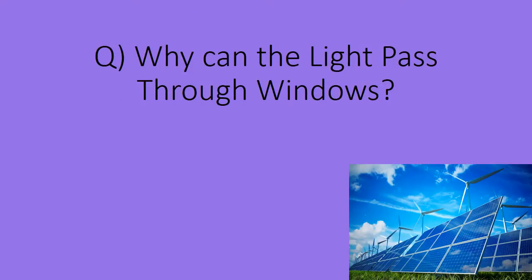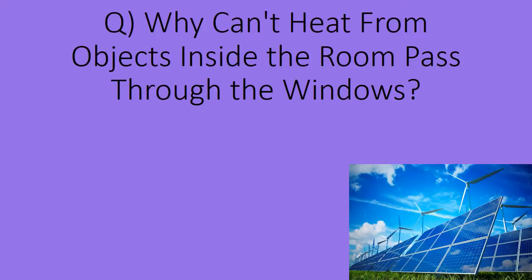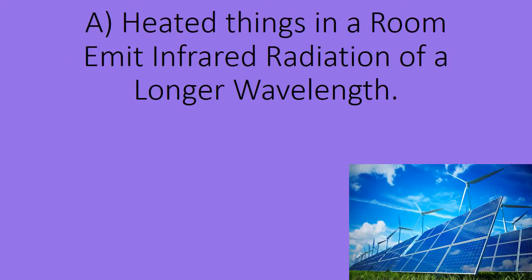Why can the light pass through windows? The light from the sun has a short wavelength. Why can't heat from objects inside the room pass through the windows? Heated things in a room emit infrared radiation of a longer wavelength.